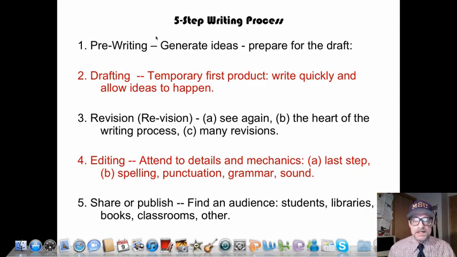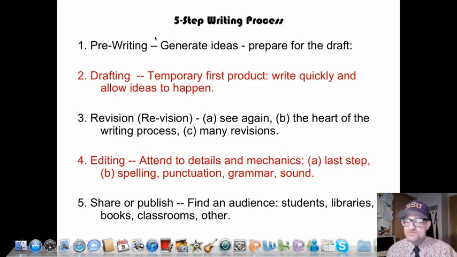All right? Revision is seen again and again and again. This is where we start to shape the pot. Stay with my metaphor here. This is at the heart of the writing process. This is where you move things around, you cross things apart, you just shape that piece of writing so it says what you want it to say. This is at the heart of the writing process, as I said. Good writers do this many, many times.